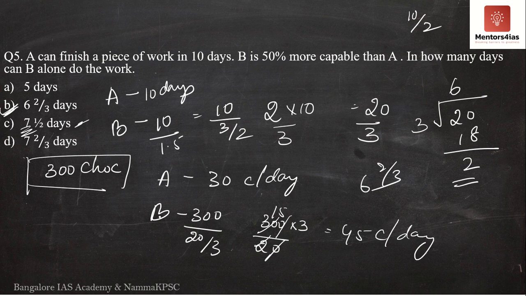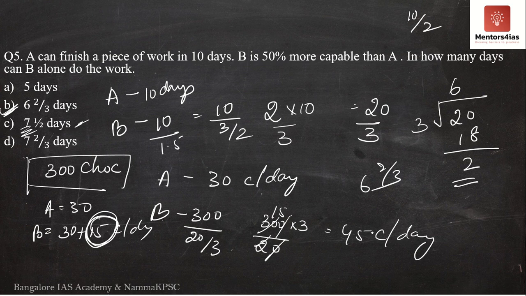So now B can eat 45 chocolates per day, whereas A can eat 30 chocolates per day. What is 45? 30 plus 15. 30 plus 15 chocolates per day. So isn't B 50% more capable? Isn't B eating 15 chocolates extra, 50% more capable? So it is not 7.5 days, rather it is 20 by 3 days.